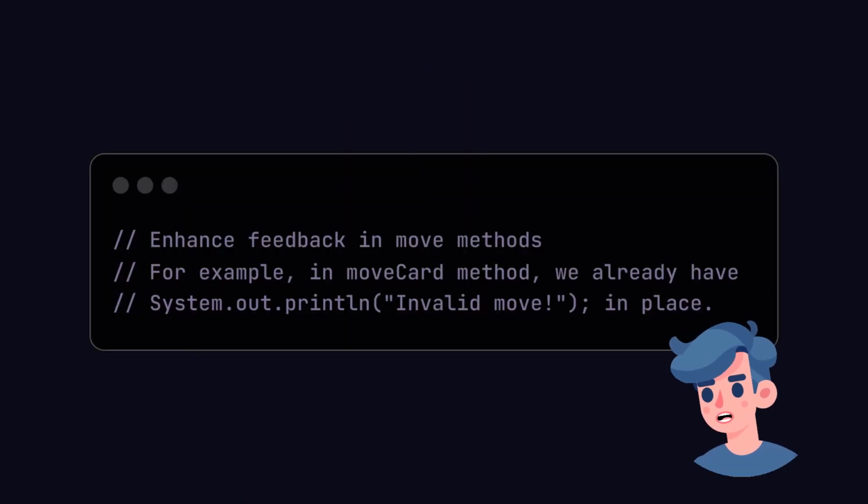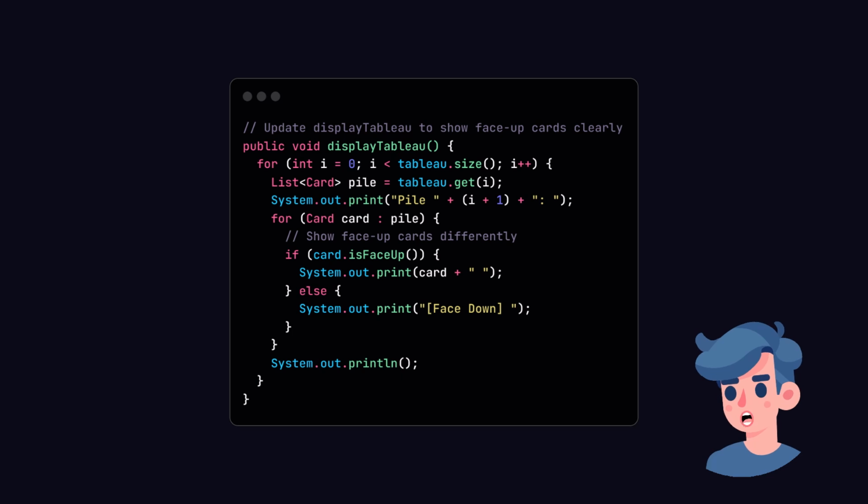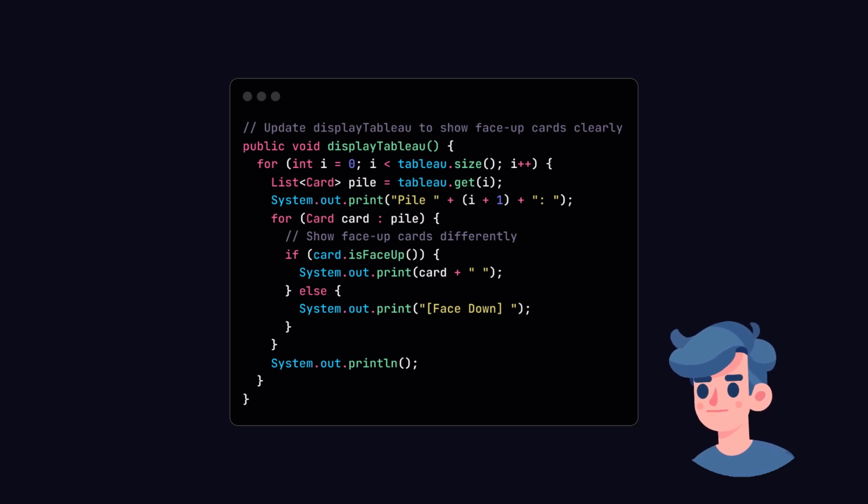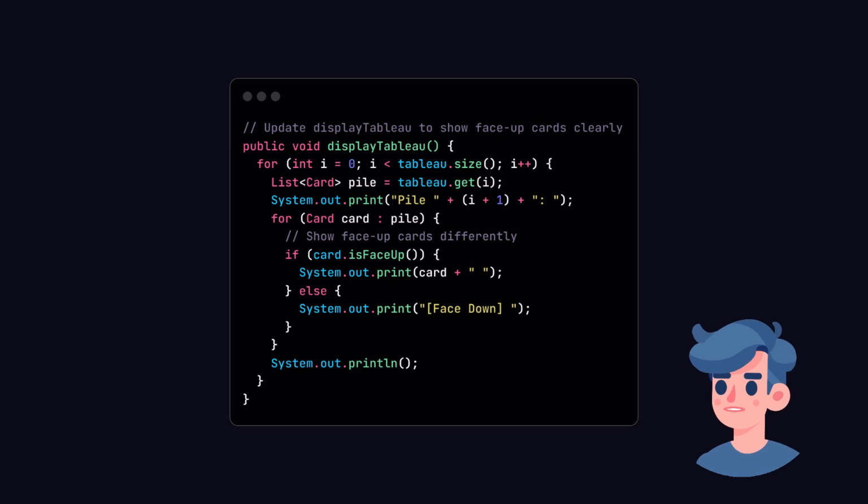Next, let's enhance our user interface by providing feedback on invalid moves. When the player tries an invalid move, we will inform them of the error so they can adjust their actions. We can do this by printing messages directly from our move methods. It's essential for the player to understand the game's state at each point in time. Adding visual flair, like showing the face-up and face-down cards clearly in the command line, can be beneficial. Use different symbols or formatting to denote these states.